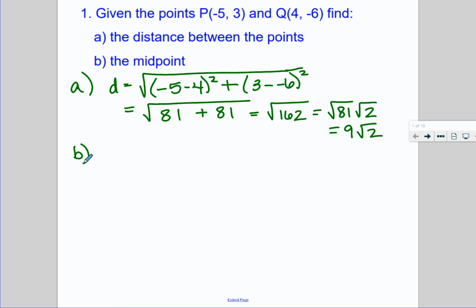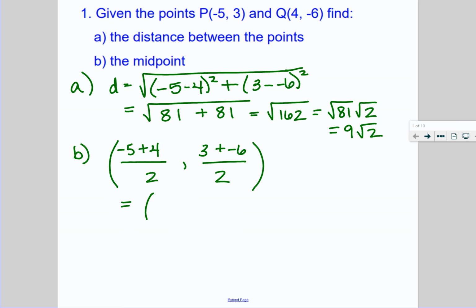Okay, for, bless you, part B, we are doing the midpoint formula. Midpoint formula is where we're essentially averaging our x coordinates, averaging our y coordinates. You are always adding in this formula, okay? So add up my x's, -5 plus 4. Add up my y's, 3 plus -6, and then we simplify.